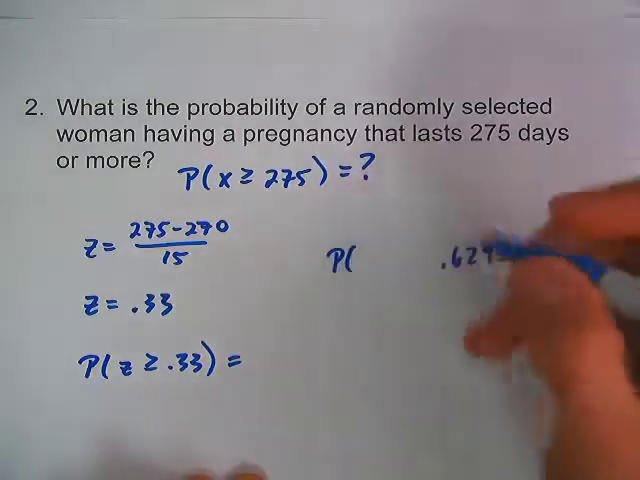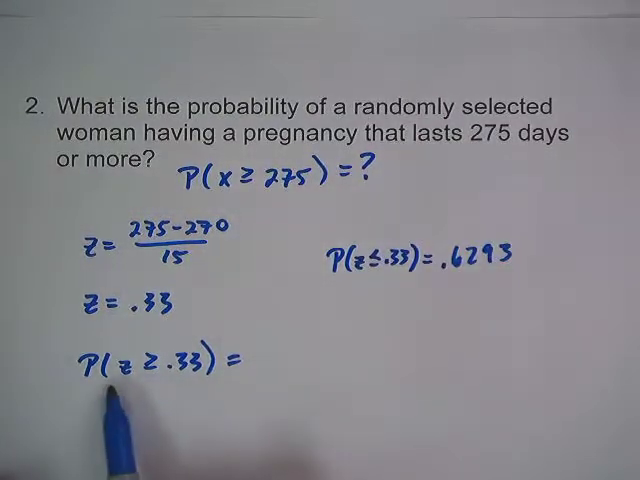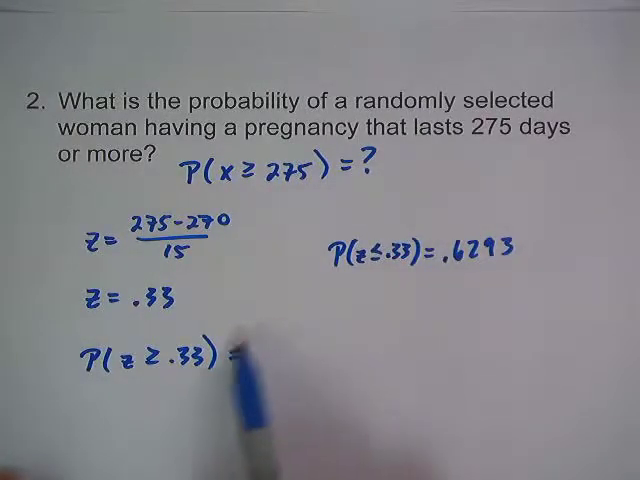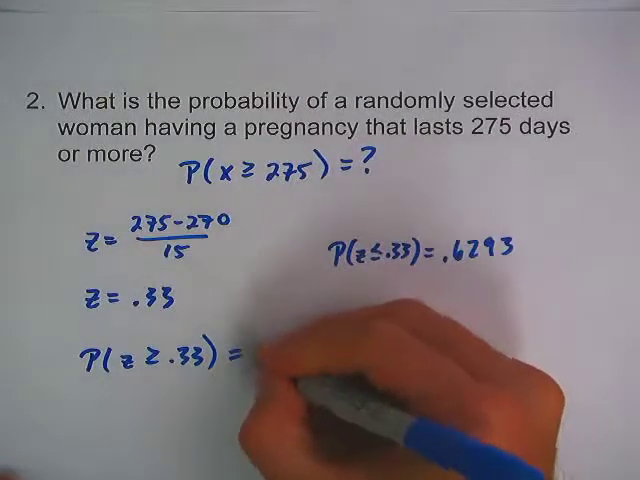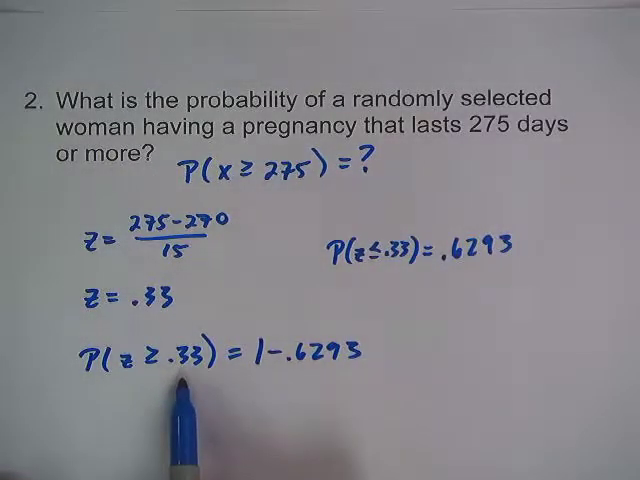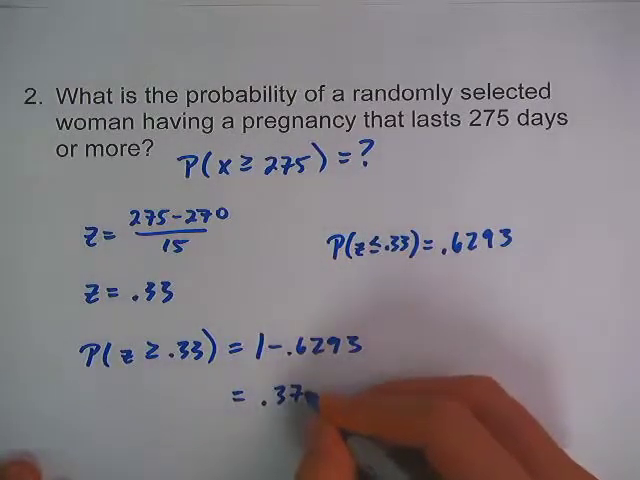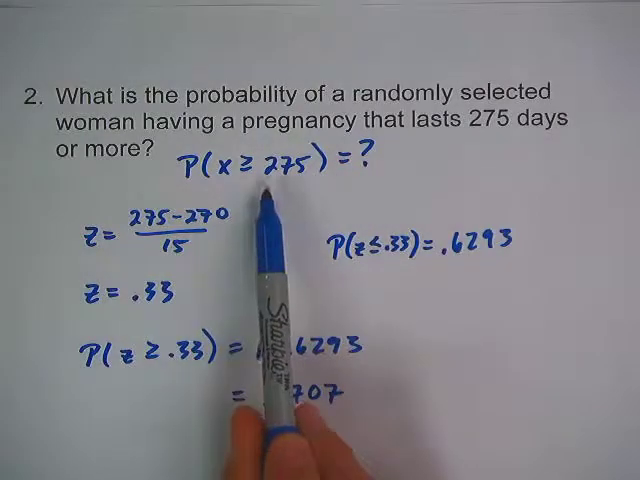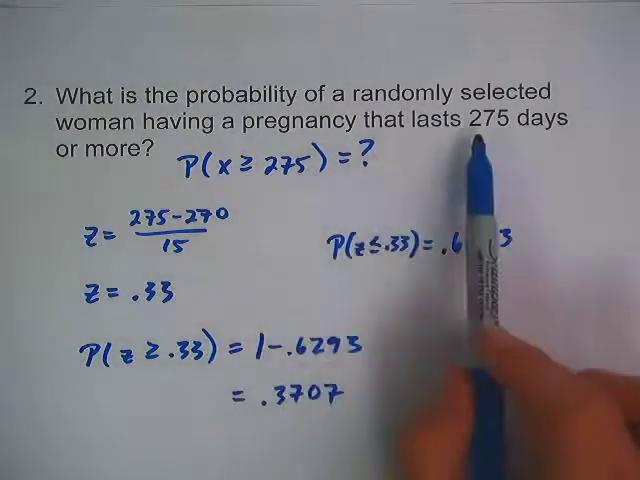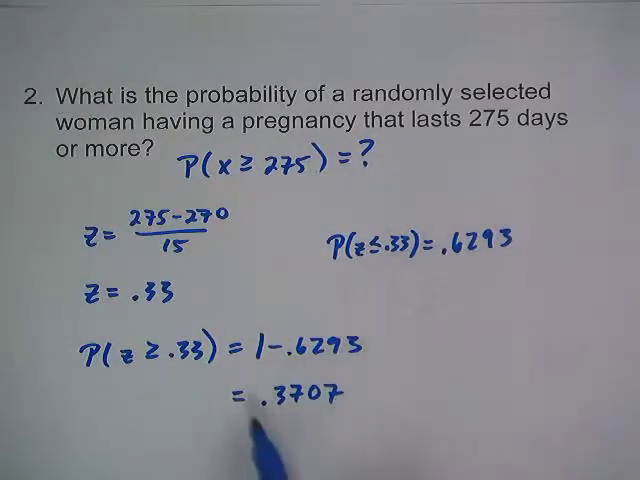So let's make sure we understand what this value tells us. What that value tells us is the probability of z being less than or equal to 0.33 is that. Now we want the probability that z is greater than or equal to 0.33. So what this probability is and the probability that we're looking for, those are complementary probabilities. So what I can do is take 1 minus this probability to get the greater than probability. Okay, and if I subtract those values, I'm going to end up with 0.3707. So the probability of a pregnancy lasting 275 days or more ends up being about 0.3707, so about a 37% chance of a pregnancy lasting 275 days or more. All right, so we had to use that complement rule to determine this probability.